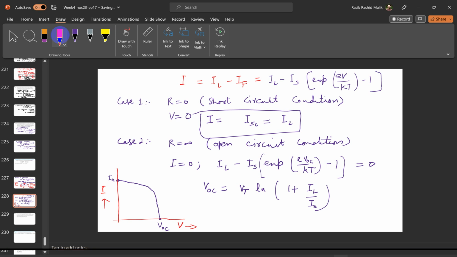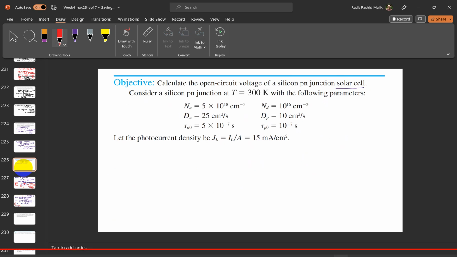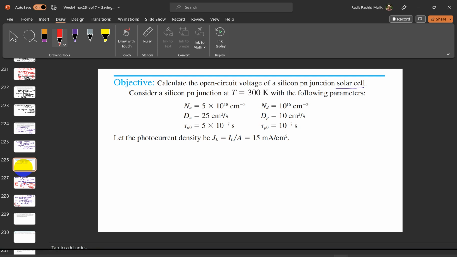Now the next part of the question will be on the power. So before moving to the power calculation, we'll move back. We'll first solve this question, which is about calculating the open circuit voltage of the solar cell, and we are given the parameters where we can calculate IL, the solar cell current.